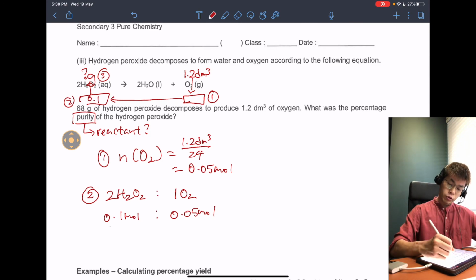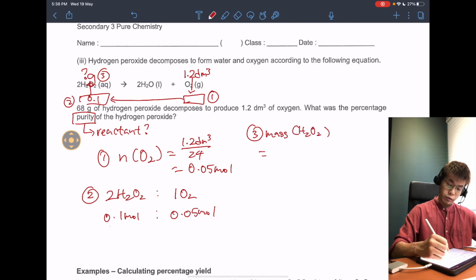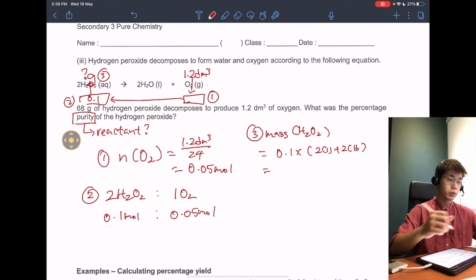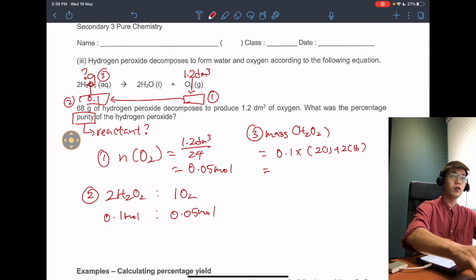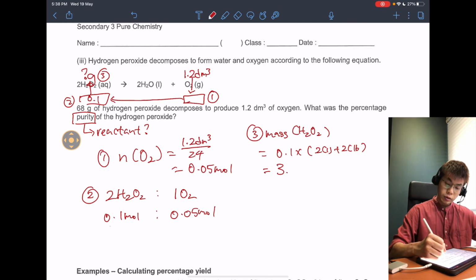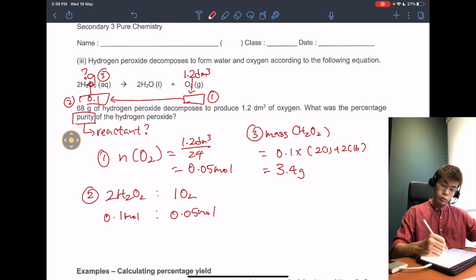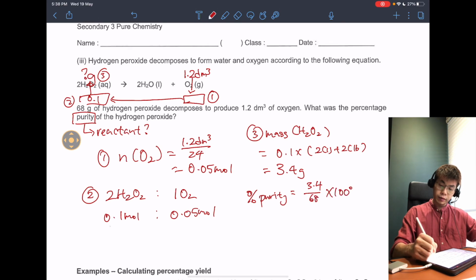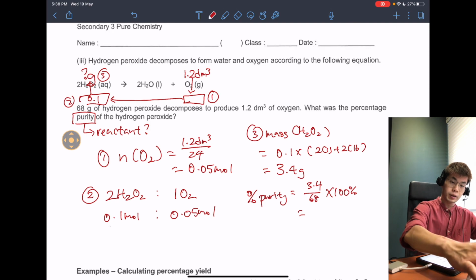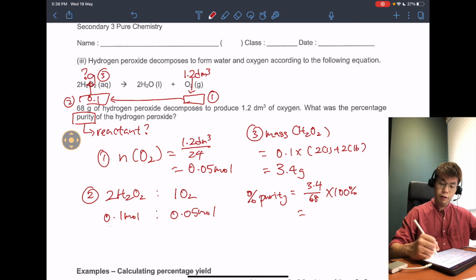So now, step 3, I need to know the mass of hydrogen peroxide. So it's equals to 0.1 times the MR. So this is 2 times 1 plus 2 times 16, 34. So 0.1 times 34, 3.4 grams. So then some of you might be very shocked. Oh no, how come my answer is so small? Okay, so percentage purity is equals to 3.4 divided by 68 times 100%. So 3.4 divided by 68, that would be 5%.